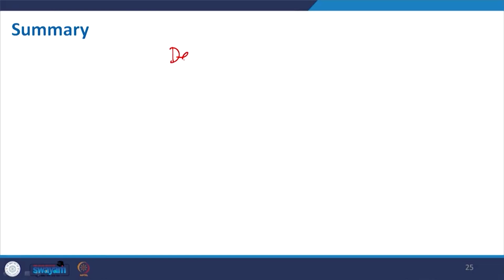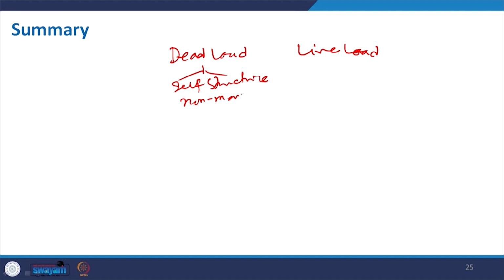So, here we actually summarize everything. What did we learn? Basically two types of load, dead load and live load. What is dead load? This is basically the self weight of the structure, and non movable weight. And live load is movable weight.